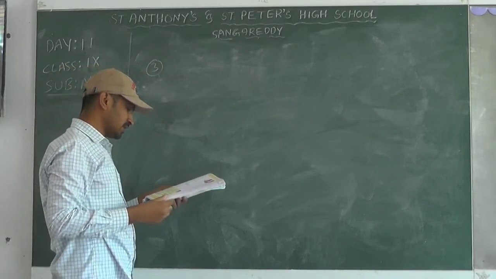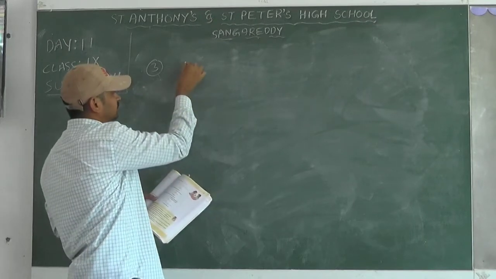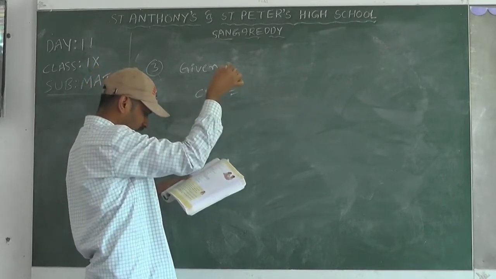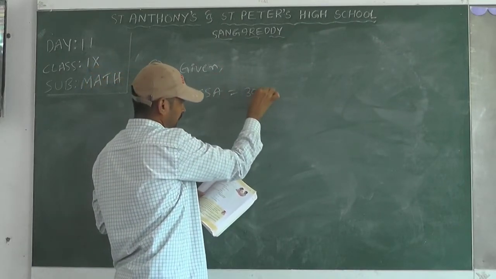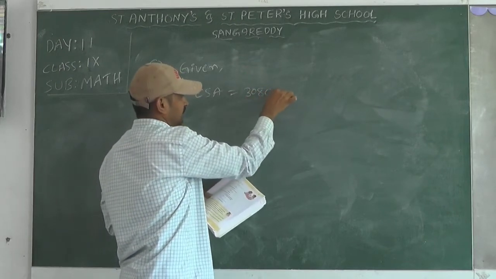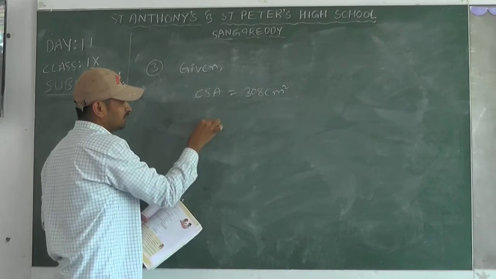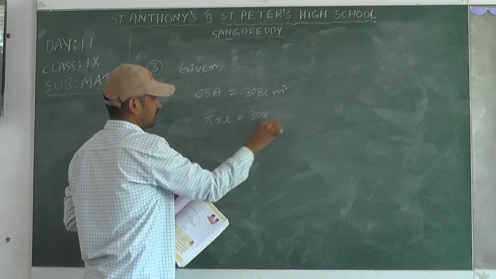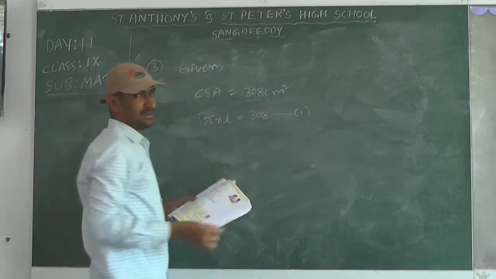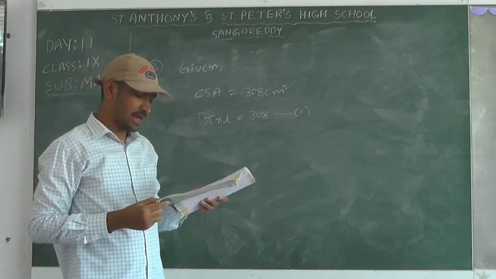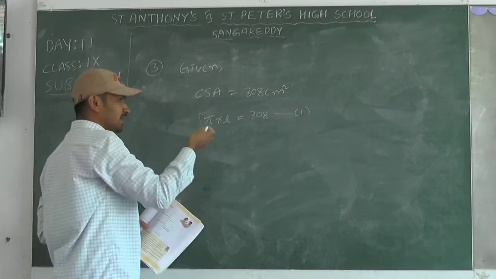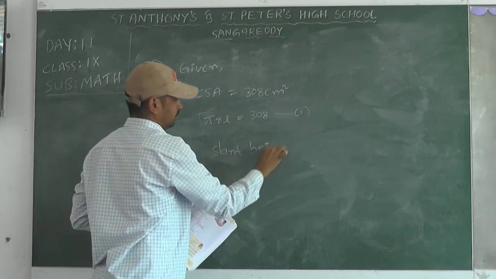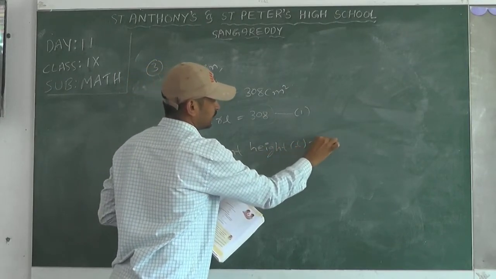The curved surface area of the cone is 308 centimeters square. Nothing but given, CSA of cone equals 308 centimeters square. So for the CSA of the cone, you can write pi r l equals 308. Consider this as equation number 1. Next, its slant height is 14 centimeters. Nothing but l is given. Slant height, l equals 14 centimeters.